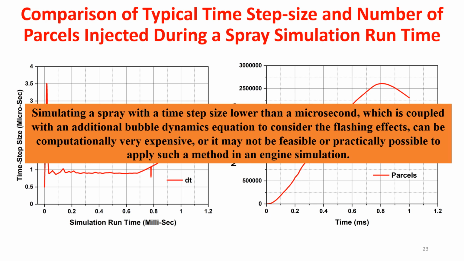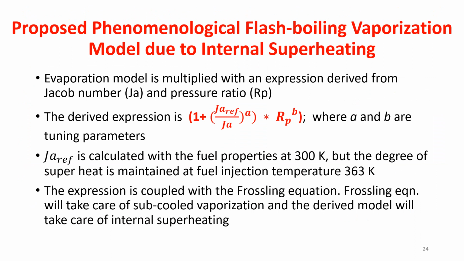To avoid this, we have formulated an expression based on non-dimensional numbers, where the Jakob number and the pressure ratio signify the flash boiling conditions. The derived expression is as follows, where A and B are two tuning parameters. Jakob reference values are considered at 300 Kelvin, except for the delta T in the Jakob number, where the delta T values are those obtained with the fuel injection temperature, which means the delta T in the numerator also cancels out the delta T in the denominator.